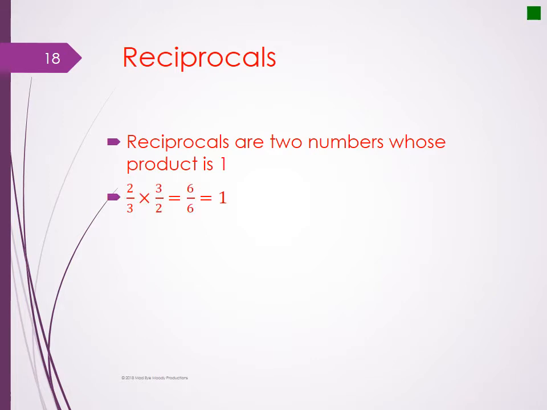This is an example of a reciprocal, 2/3 and 3/2. 2/3 and 3/2 are reciprocals because when you multiply them together, you get 6/6, and 6/6 is 1. 1/2 and 2/1 are also reciprocals. This is because when you multiply 1/2 times 2/1, you get 2/2, and that is equal to 1.